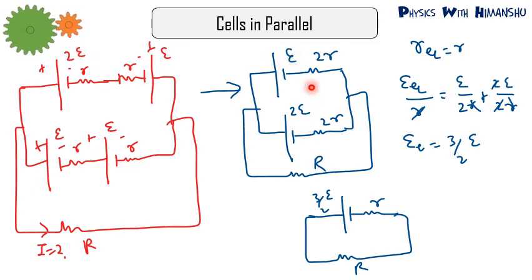Now both of them are in parallel, so you have to calculate the equivalent resistance with the help of the parallel formula, and then E equivalent by R equivalent equals E1 by R1 plus E2 by R2. You will get the equivalent EMF, and this is the reduced circuit. So this is how you have to solve questions for cells in series and cells in parallel.